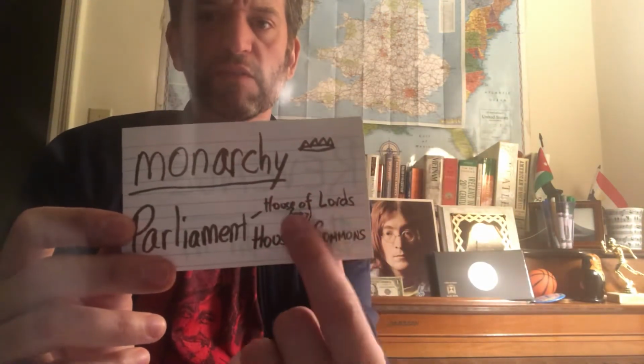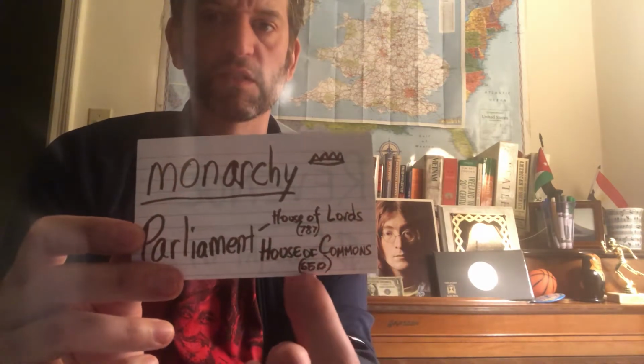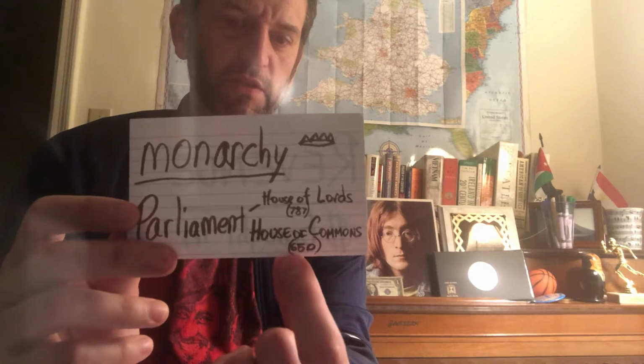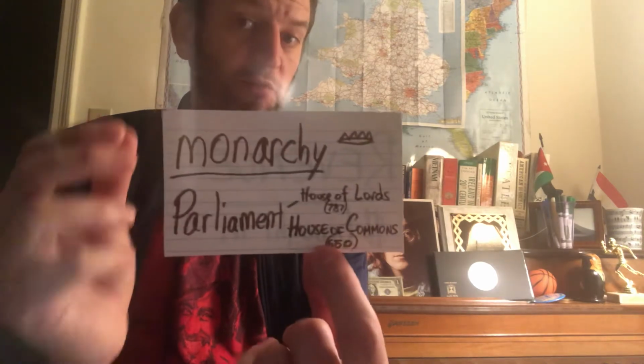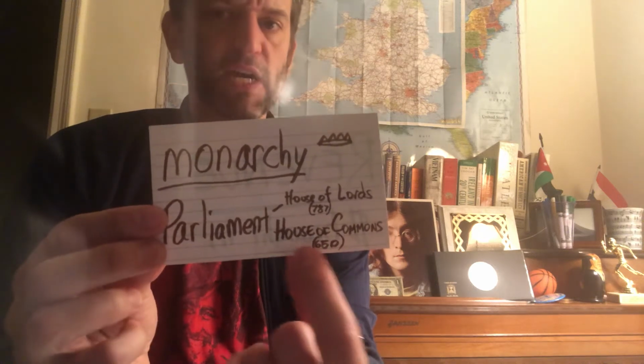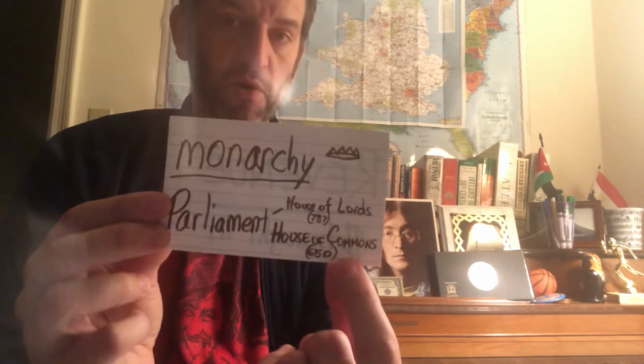But the real power is in the House of Commons. The House of Lords doesn't really have much power anymore. So the House of Commons has 650 seats, and whichever party gets elected the most seats gets to be in control of the House of Commons. And whoever the leader of that party is gets to be the Prime Minister.